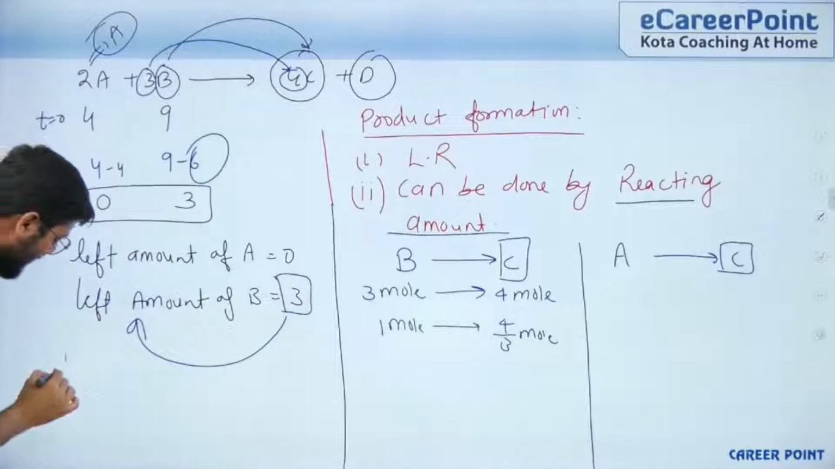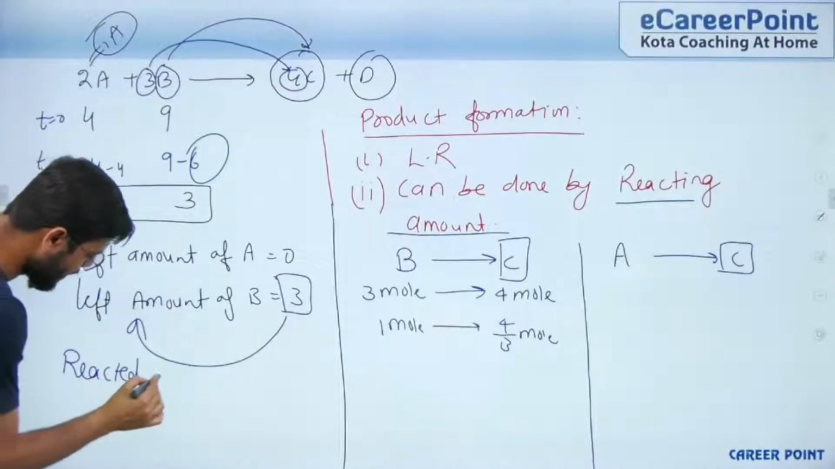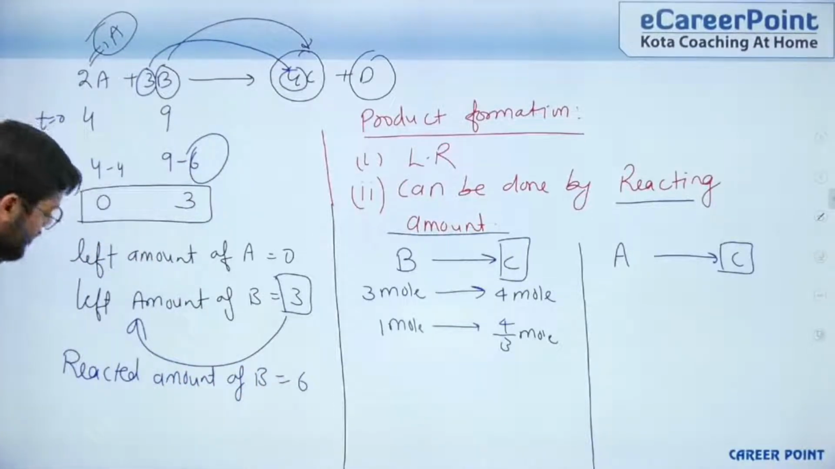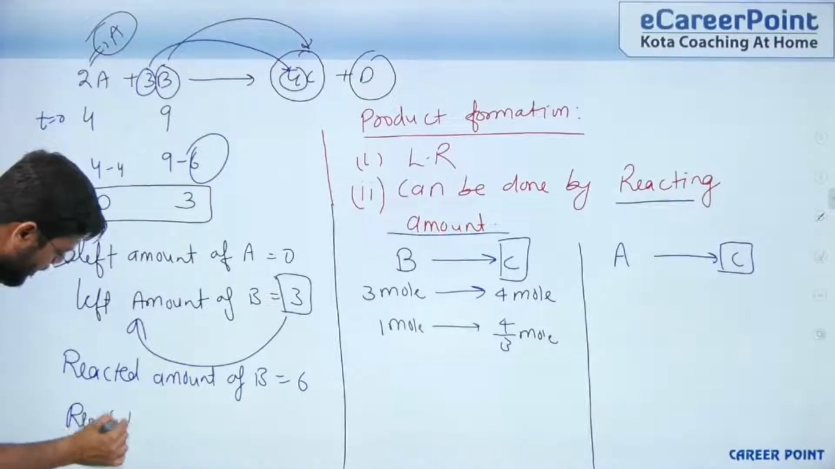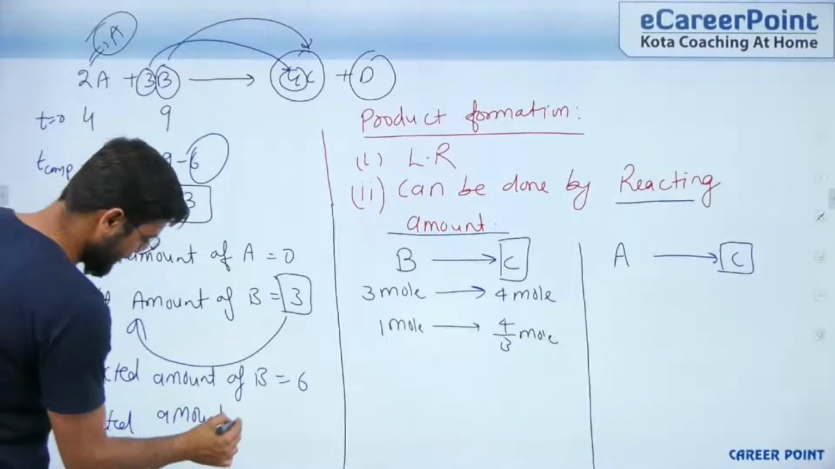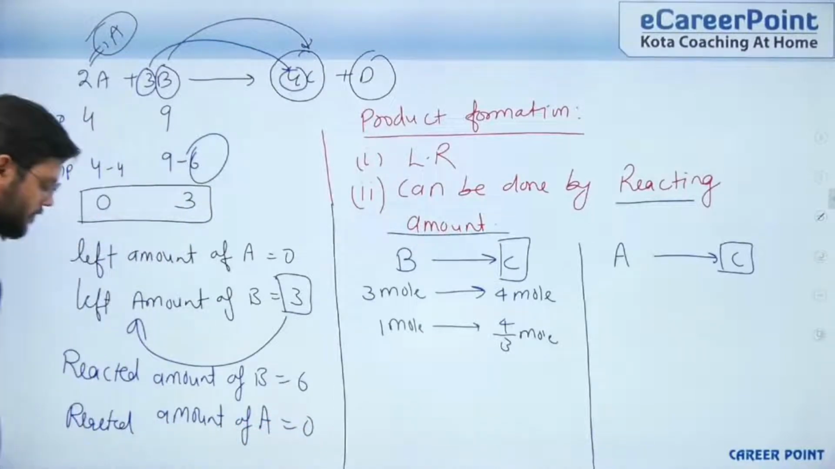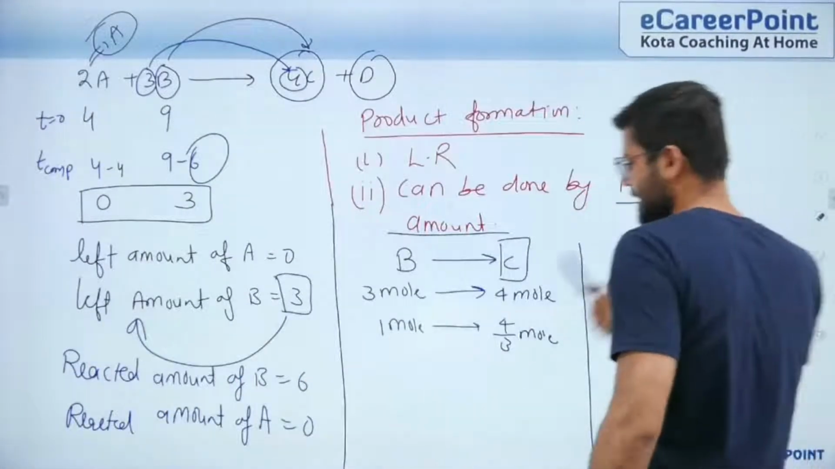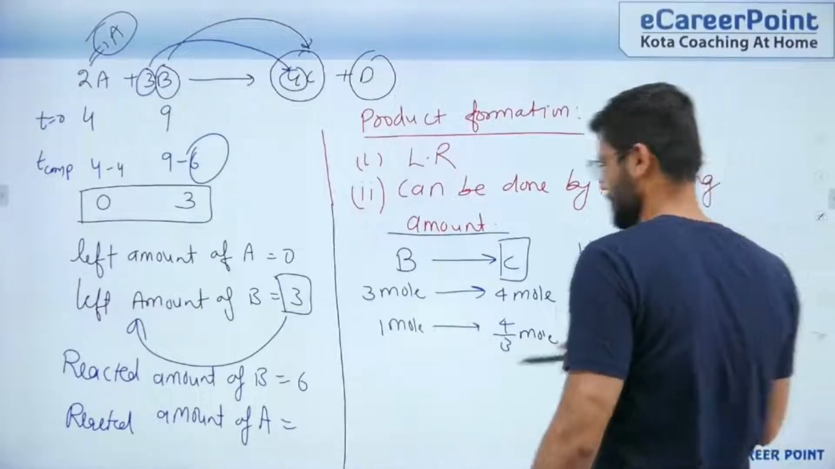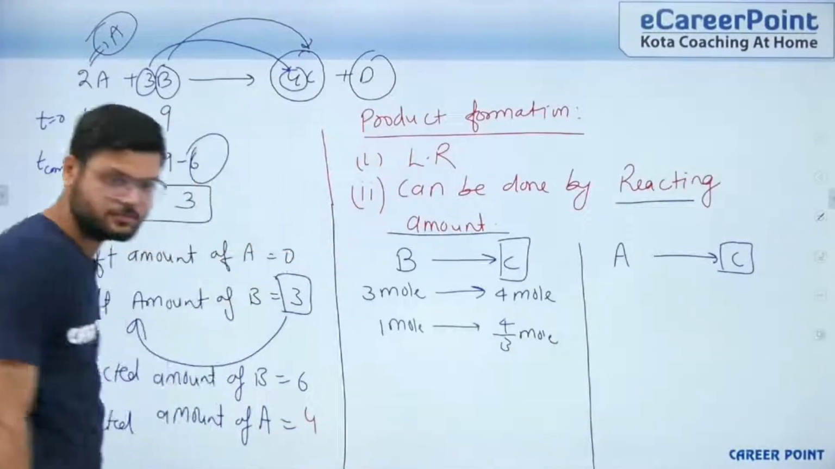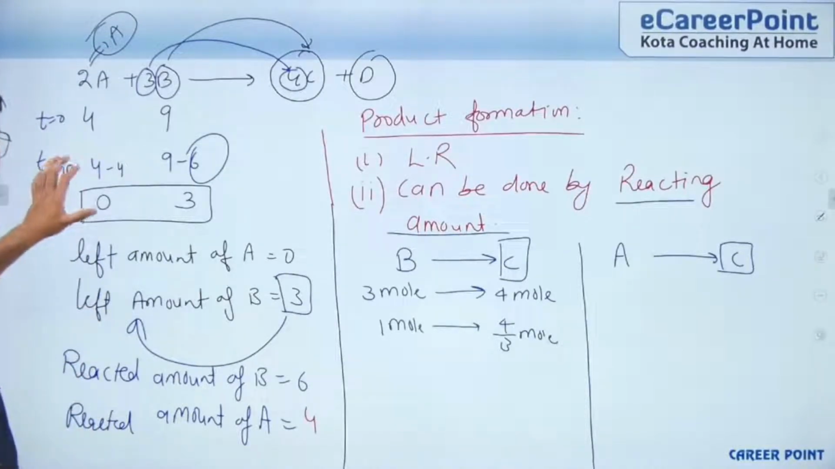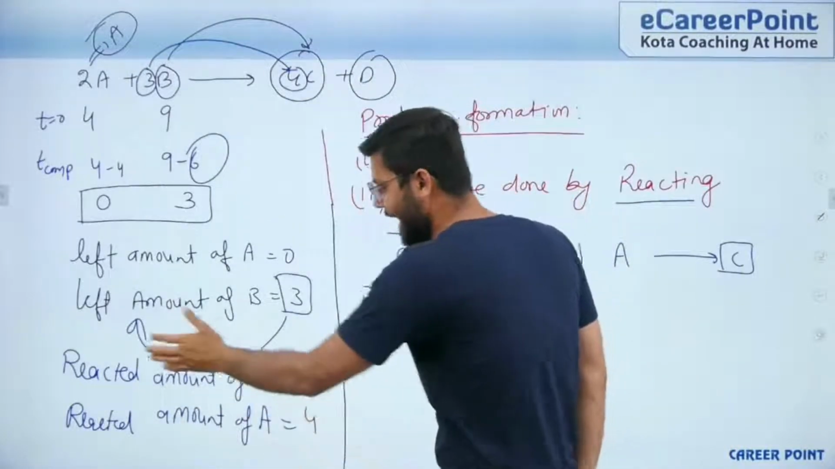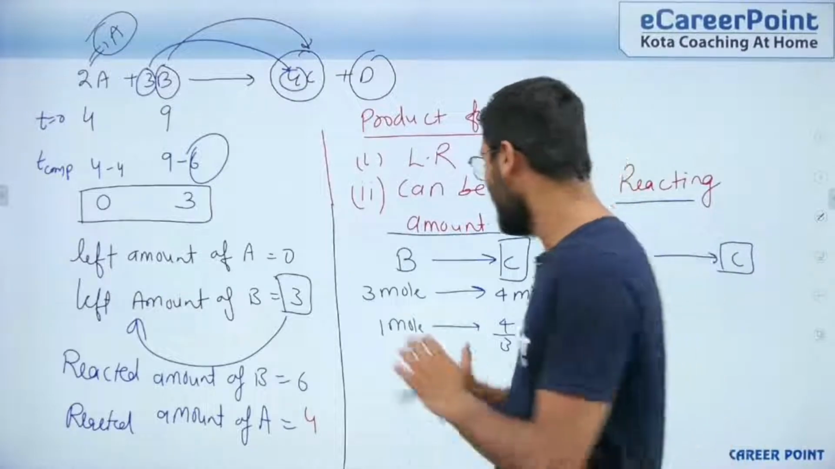So I can write reacted amount of B equal to 6. Reacted amount of A, for A it is 4. So this complete 4 mole of A is reacted with the 6 mole of B. That's why the reacted amount of A is 4 and the reacted amount of B is 6. Now let's start here.